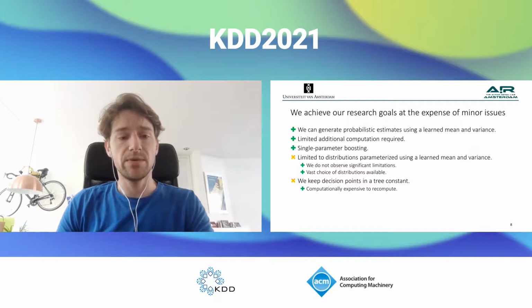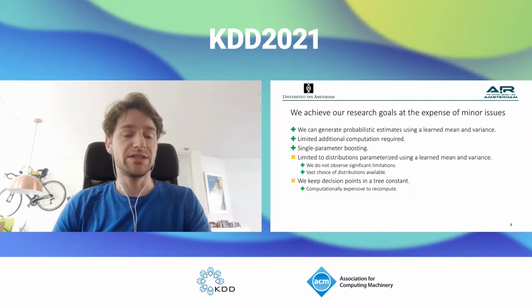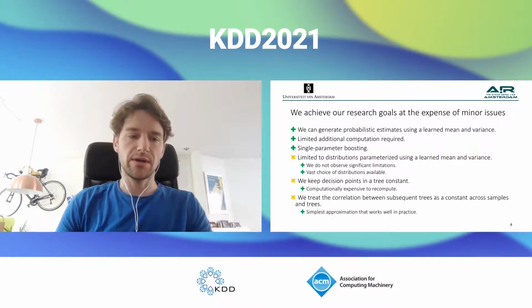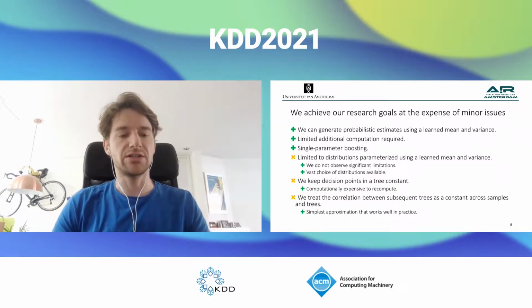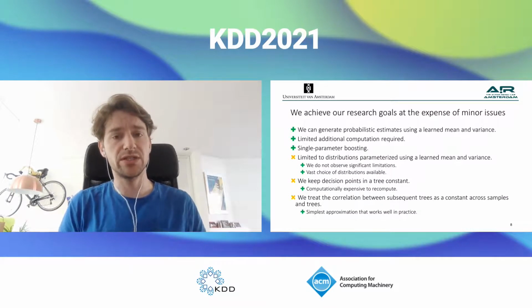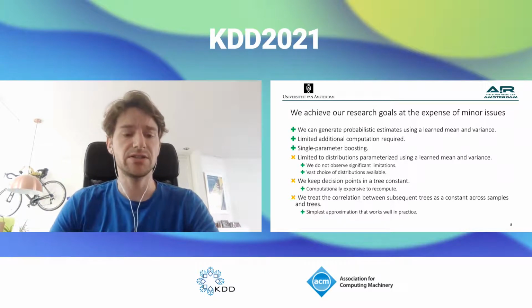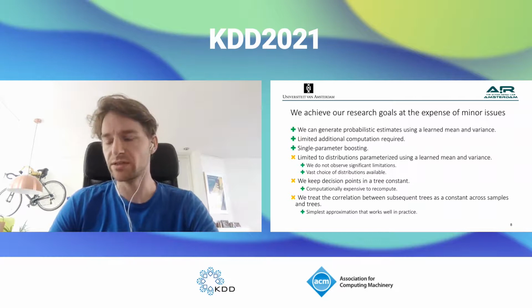Finally, we keep decision points in the tree constant. However, we do this intentionally, as it's computationally very expensive to recompute. And the final limitation is, as I just said, this correlation between subsequent trees. We treat that as a constant across samples and trees. And this is simply the simplest approximation that works well in practice.